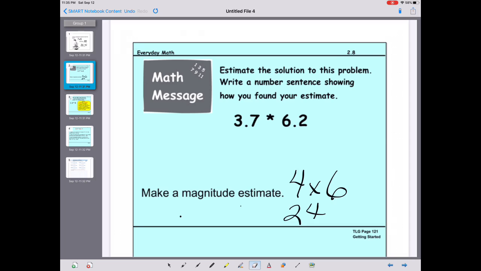This one says make a magnitude estimate. 3.7 is closest to 4. 6.2 is closest to 6. 6 times 4 is 24, so my magnitude estimate is 24.